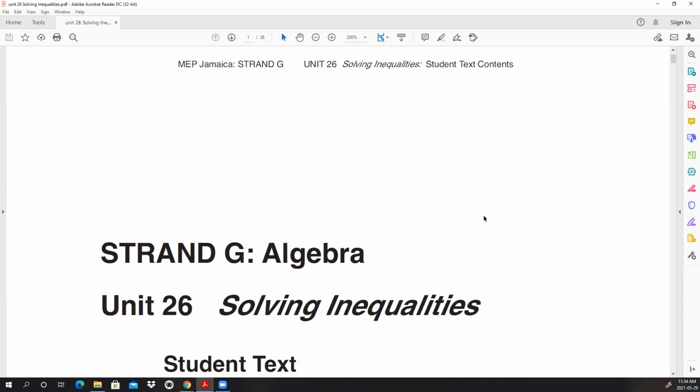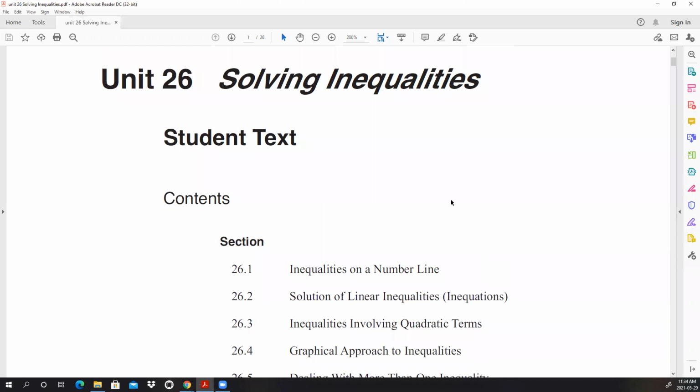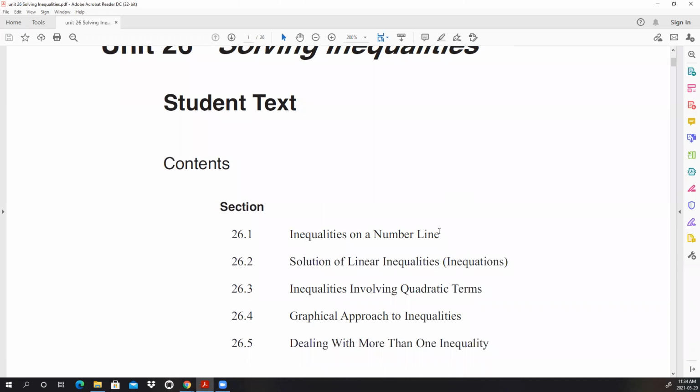Right, so we're going to look at solving inequalities. We did some of this earlier in the year, but there were some topics that we didn't get a chance to look at. So what I'll do is a quick review of the section that we looked at, and then we take our time with the other sections that were not so familiar.